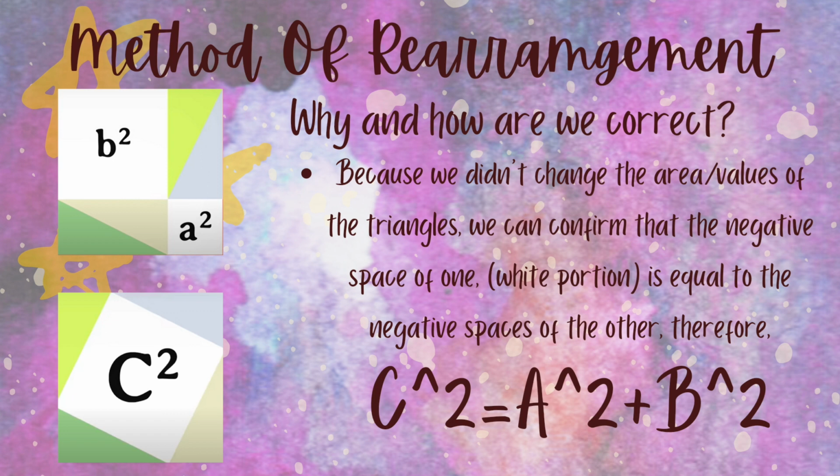This also has something to do with the negative and positive spaces because we can confirm that the negative space of 1, the white portion, is equal to the negative spaces of the other. Therefore, a squared plus b squared equals c squared.